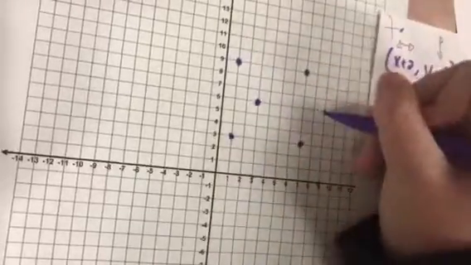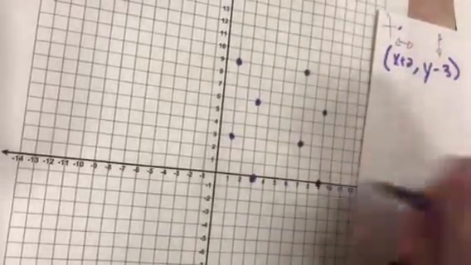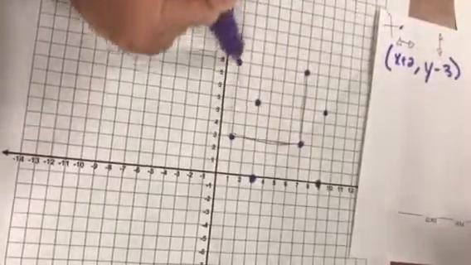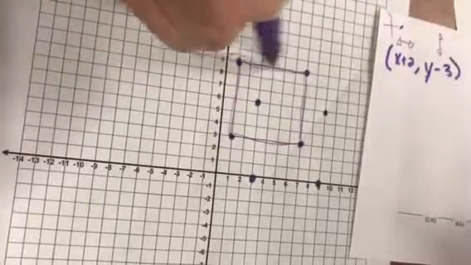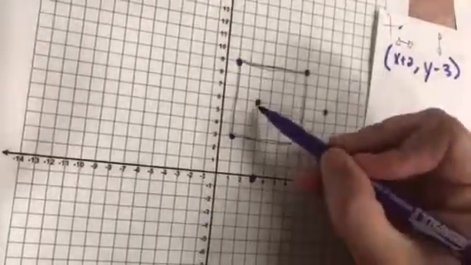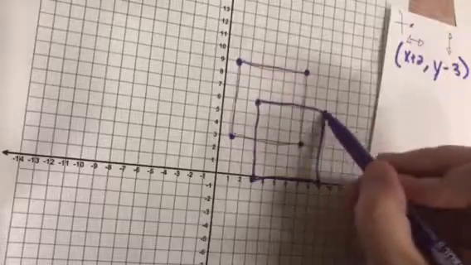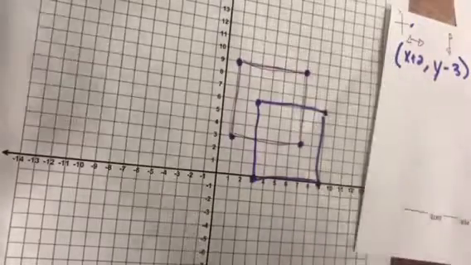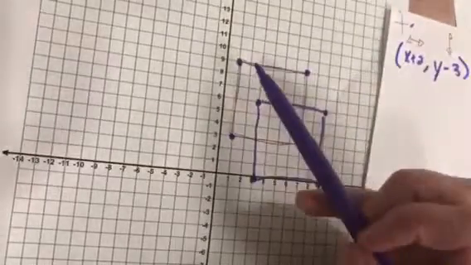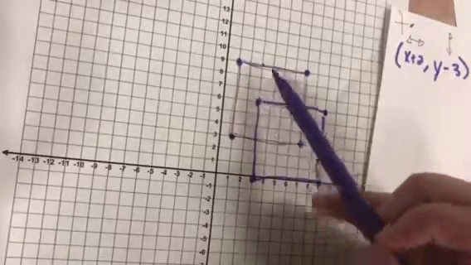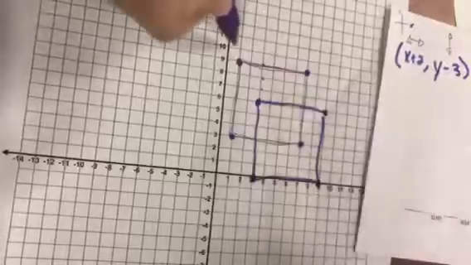So this was our original shape here. That's what our post-it was. This one here is the new shape, the translation of x plus 2, y minus 3. What I did is I took each dot and went over 2, down 3. I'm going to go ahead and label these.